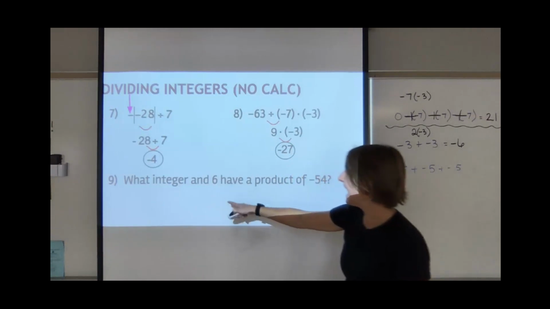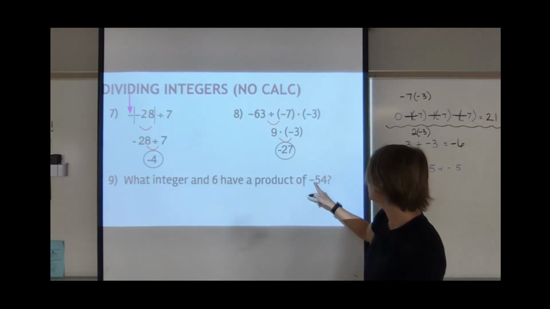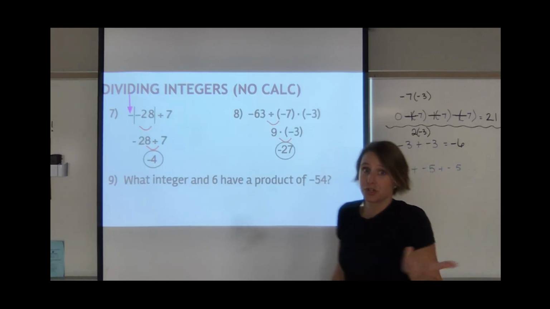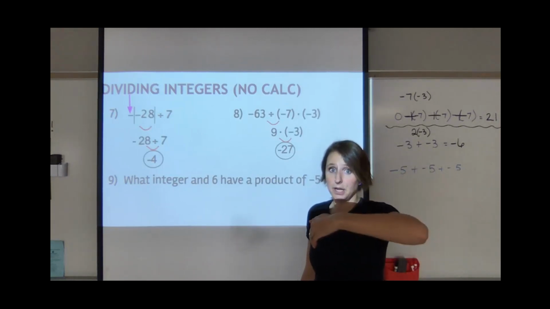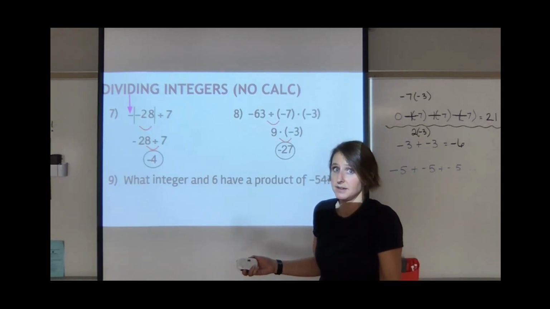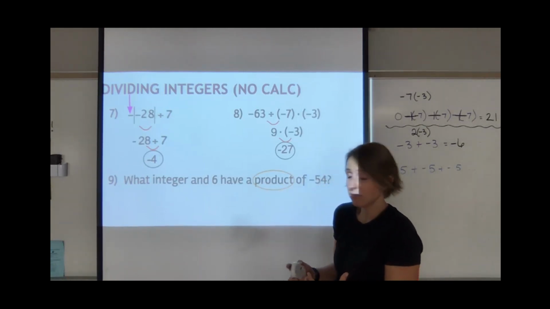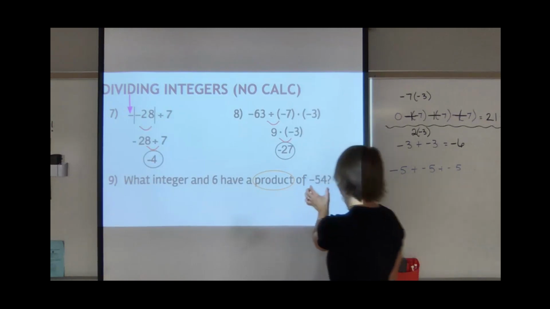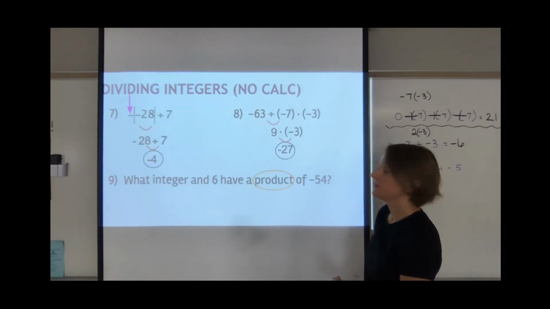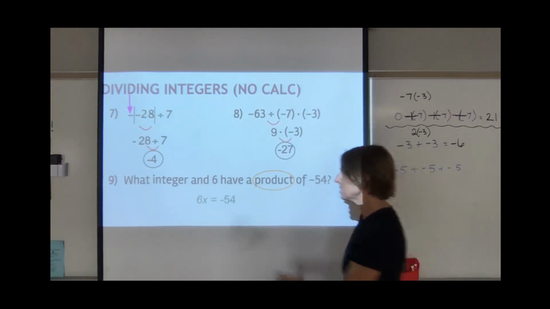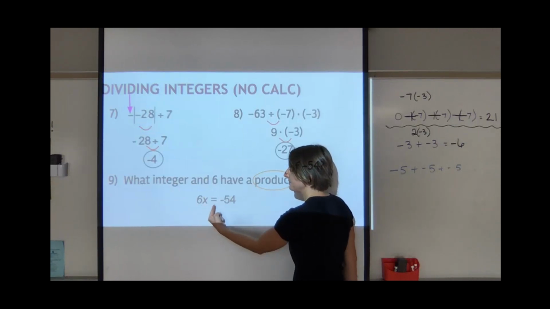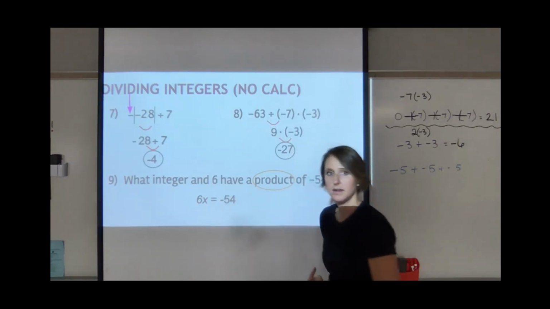Number 9, here we go. What integer and 6 have a product of negative 54? So what integer? We have to figure that out. What could we plug in place for a number we don't know yet? A variable. So product is multiplication, right? So it's a variable times 6. It has to have the value of negative 54. So we could write it like this: 6 times something equals negative 54.